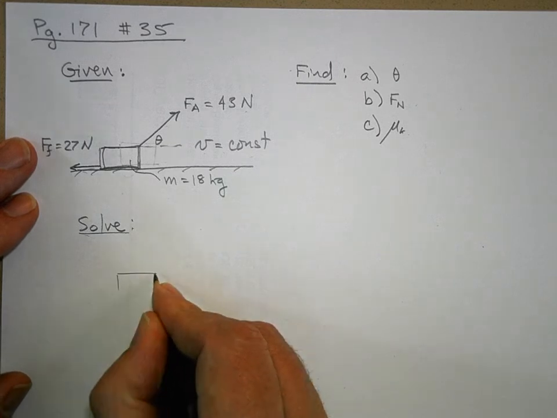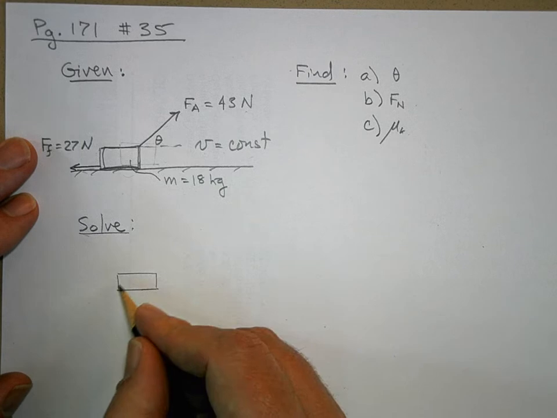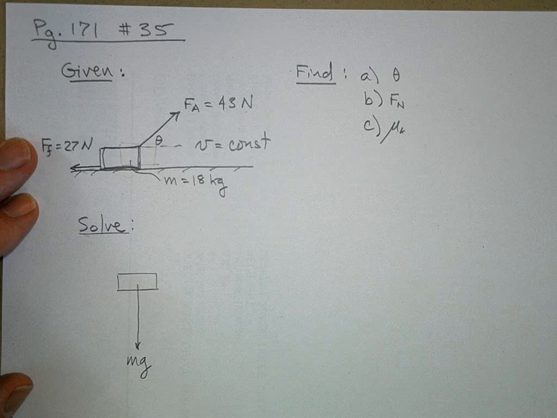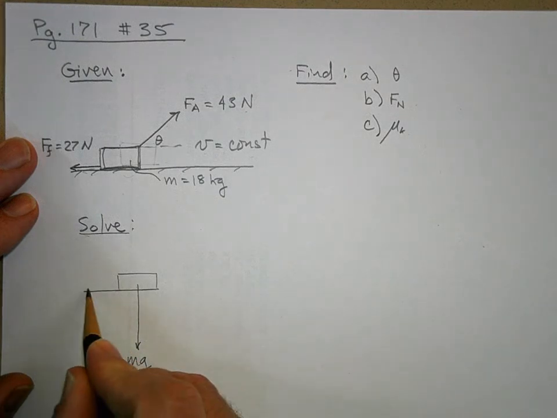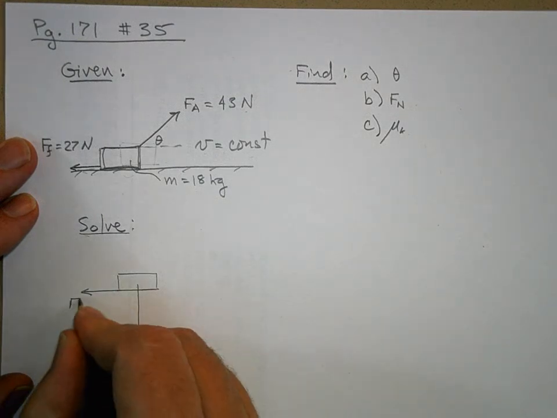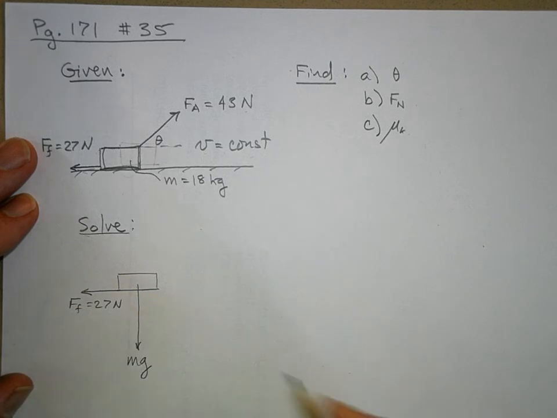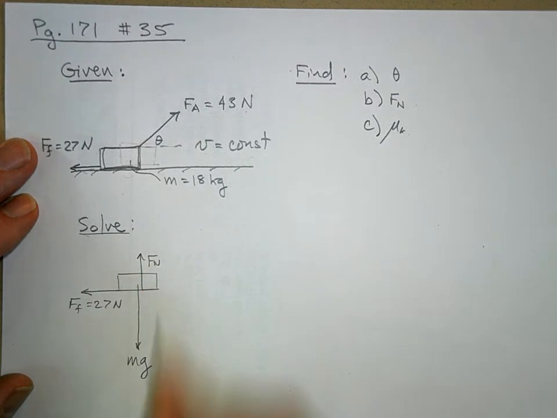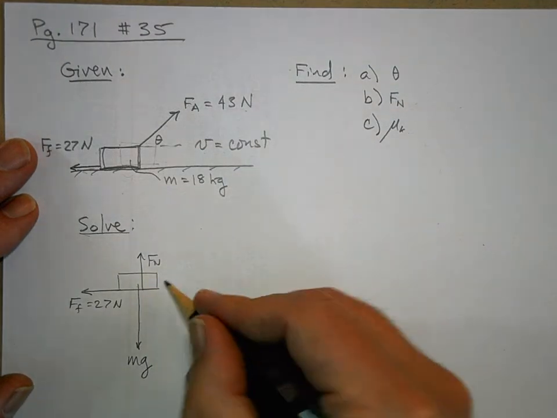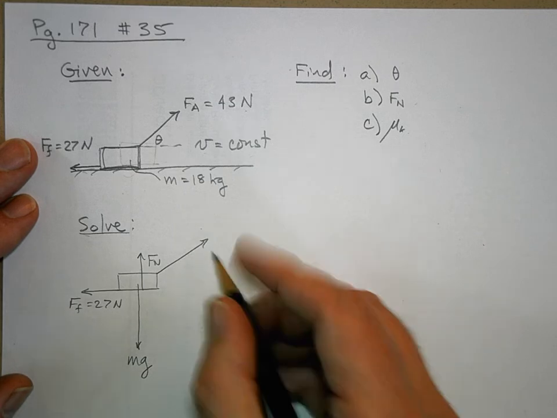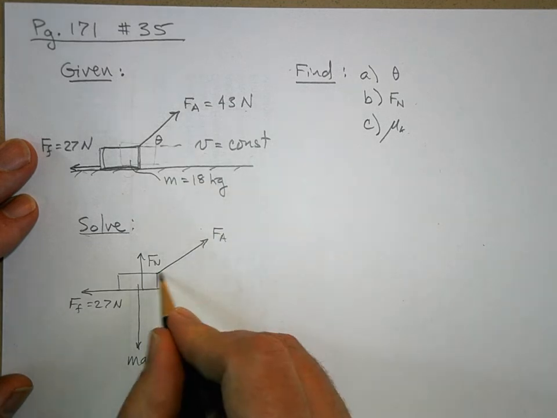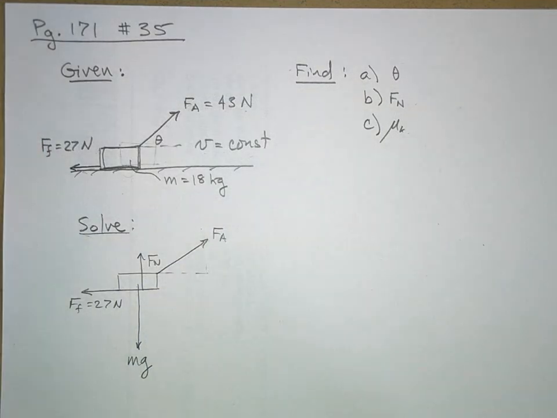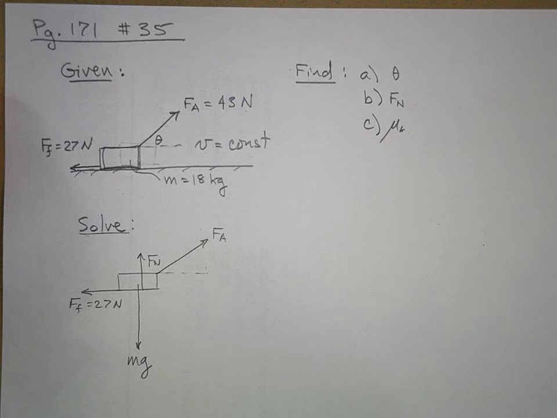Here's our free body diagram of the suitcase. And we've got mg pulling like this. We've got the force of friction is 27 newtons. Got a normal force. Now I'm deliberately making the normal force smaller than the weight. Why is that? Because we're pulling up with an applied force like this, and that applied force is going to have an upward component, and if you add them together, they'll be equal to the weight. And I think that's it.